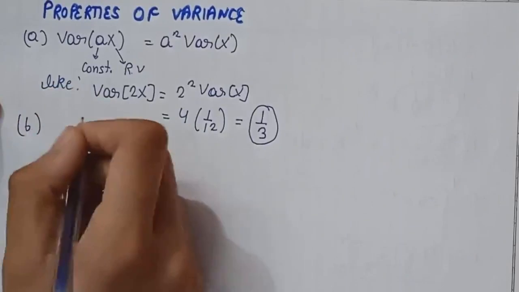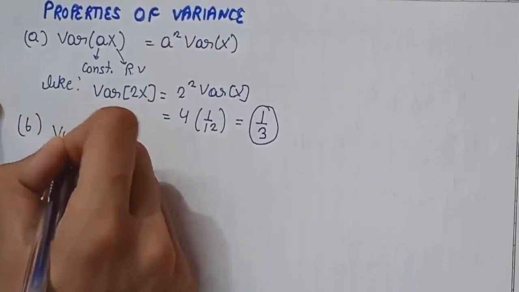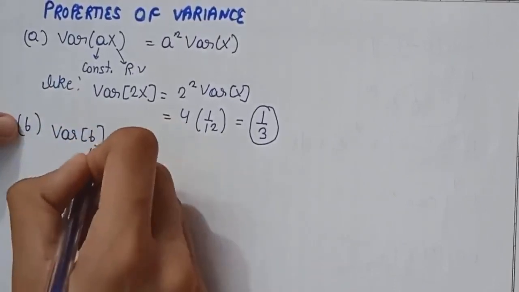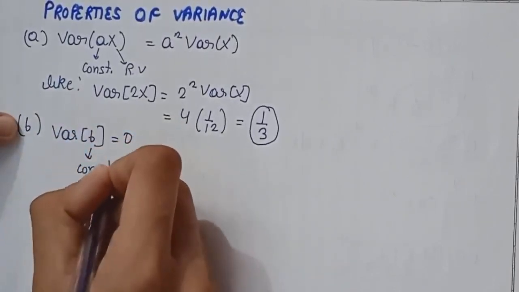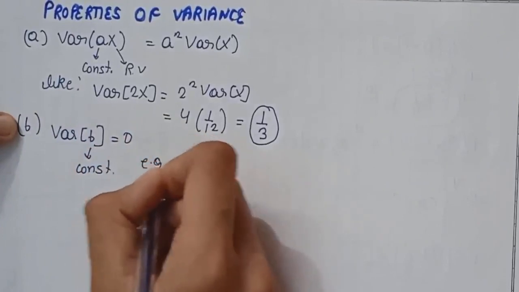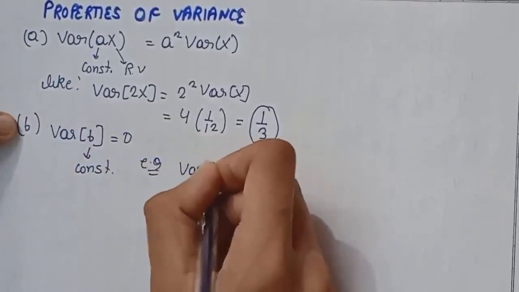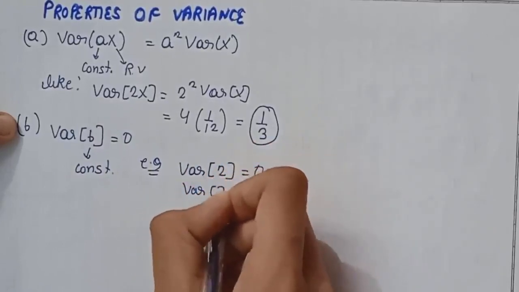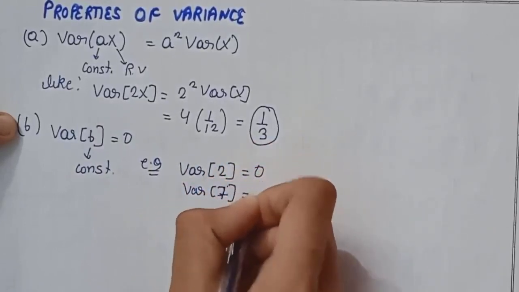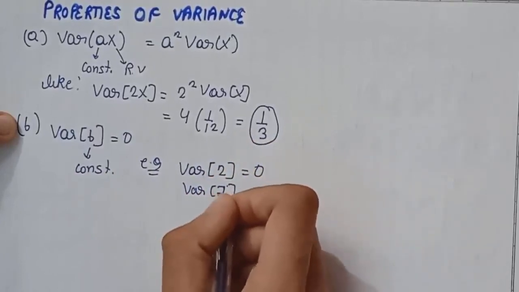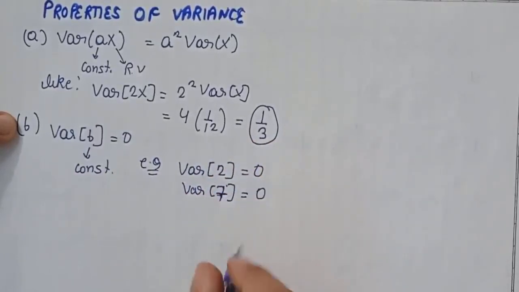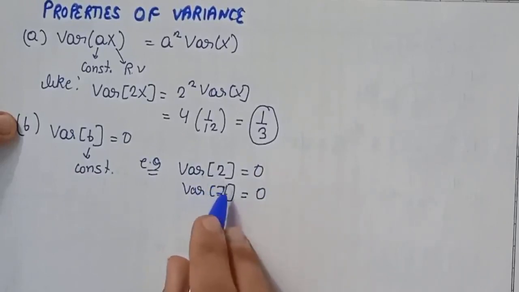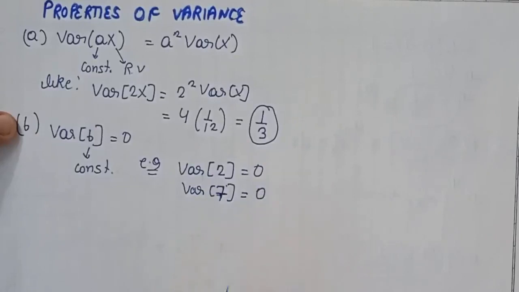Now the second property of variance is that variance of a constant number is equal to 0. Here b is a constant. For example, variance of 2 will be equal to 0. Variance of 7 will be equal to 0. Similarly, for any constant number, the variance will be equal to 0.